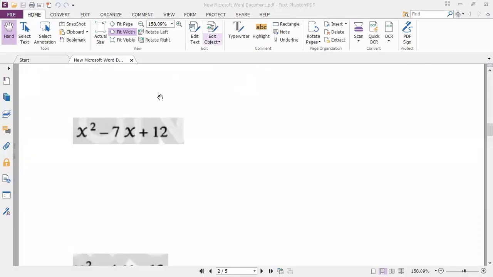How can you factorize x squared minus 7x plus 12? So here we have 3 terms here.